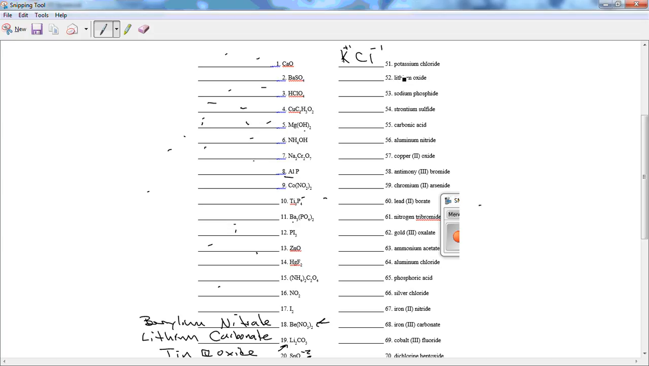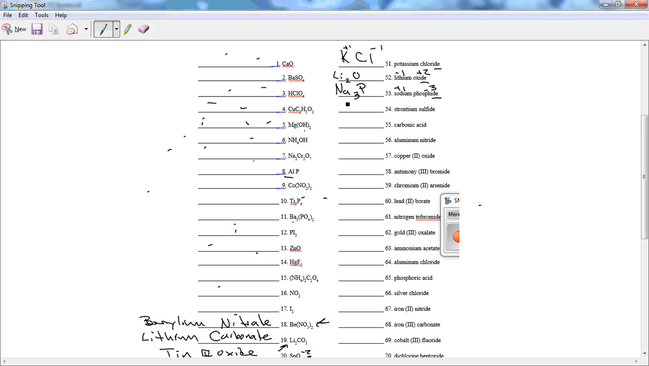All right, lithium oxide, same process. Minus 1, plus 2. So Li2O. Sodium phosphide. All these end in ides, so they're all pretty much the same since they start with a metal. Na, P, plus 1, minus 3. Na3P.